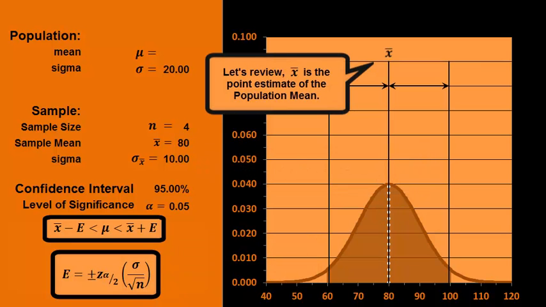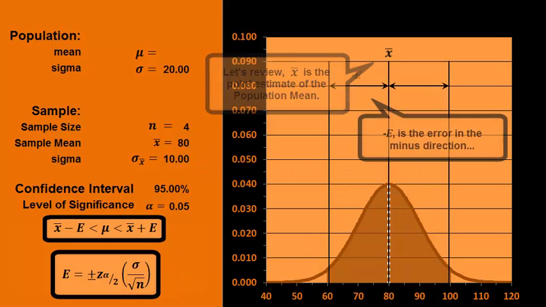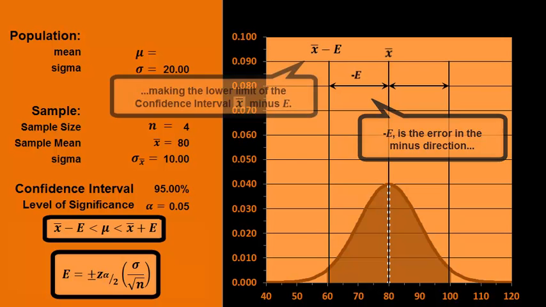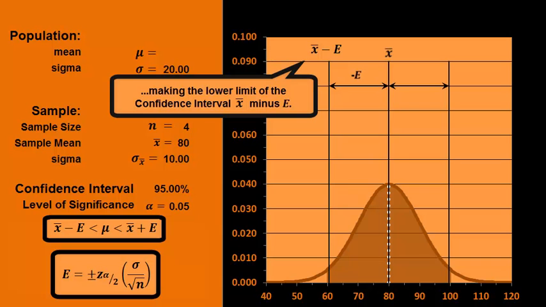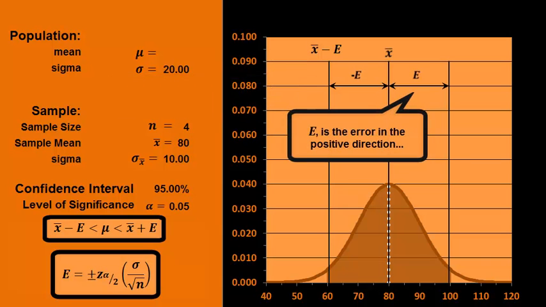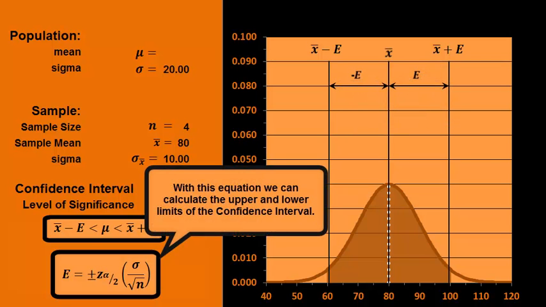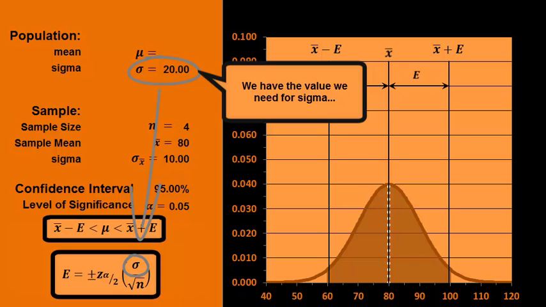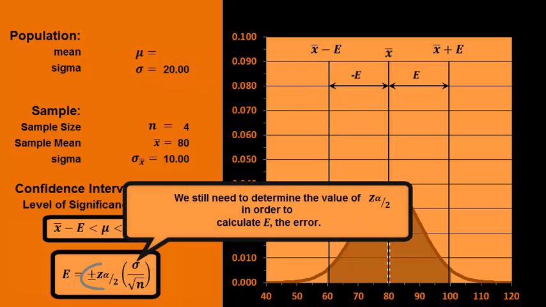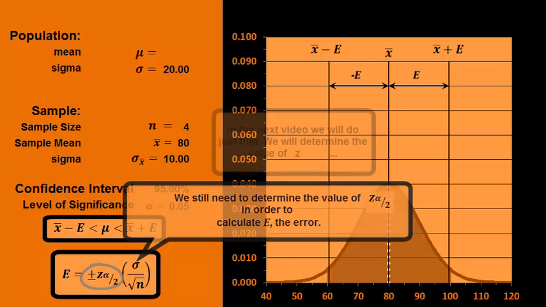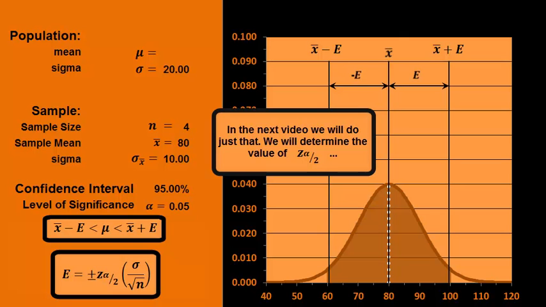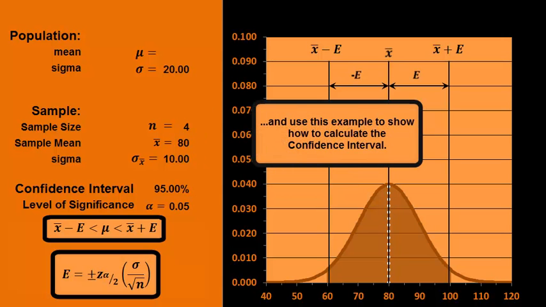Let's review. X bar is the point estimate of the population mean. Minus e is the error in the minus direction, making the lower limit of the confidence interval x bar minus e. E is the error in the positive direction, making the upper limit x bar plus e. With this equation, we can calculate the upper and lower limits of the confidence interval. We have the value we need for sigma and the sample size. We still need to determine the value of z of alpha over 2 in order to calculate e, the error. In the next video, we will do just that. We will determine the value of z of alpha over 2 and use this example to show how to calculate the confidence interval.